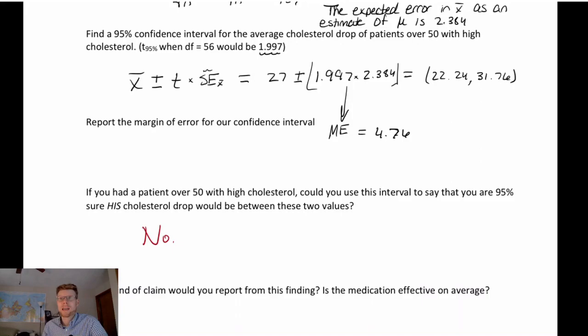Confidence intervals do not tell us about the position of individuals in this population. They tell us about where we believe the parameter is located. So confidence intervals do not indicate the position of individuals.